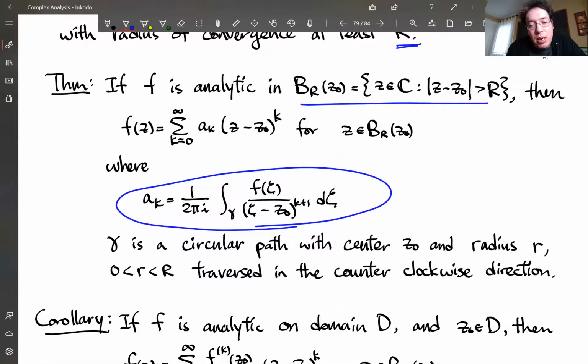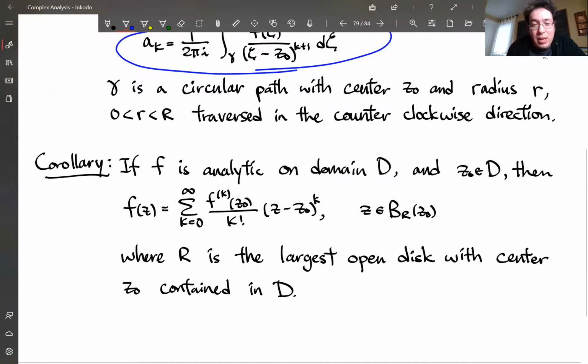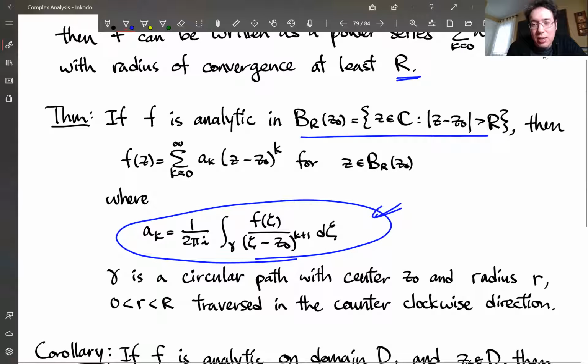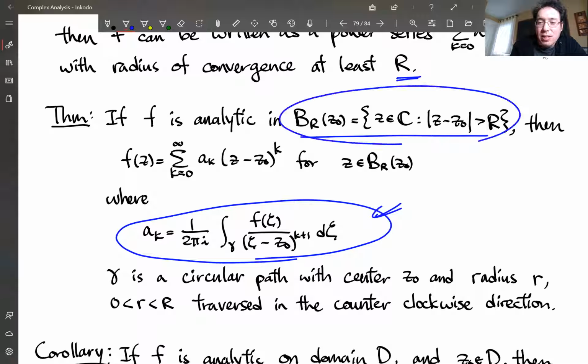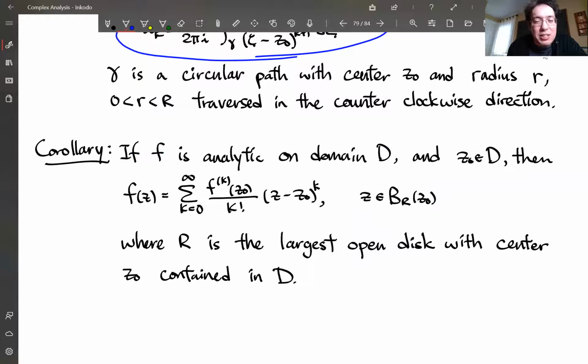And also, I guess kind of the corollary is that because these coefficients make no reference to which disk you were looking at when you were looking at the domain of this analytic function, this really means that it kind of has to converge on the largest possible disk in its domain. So that's why I wrote that as a corollary.